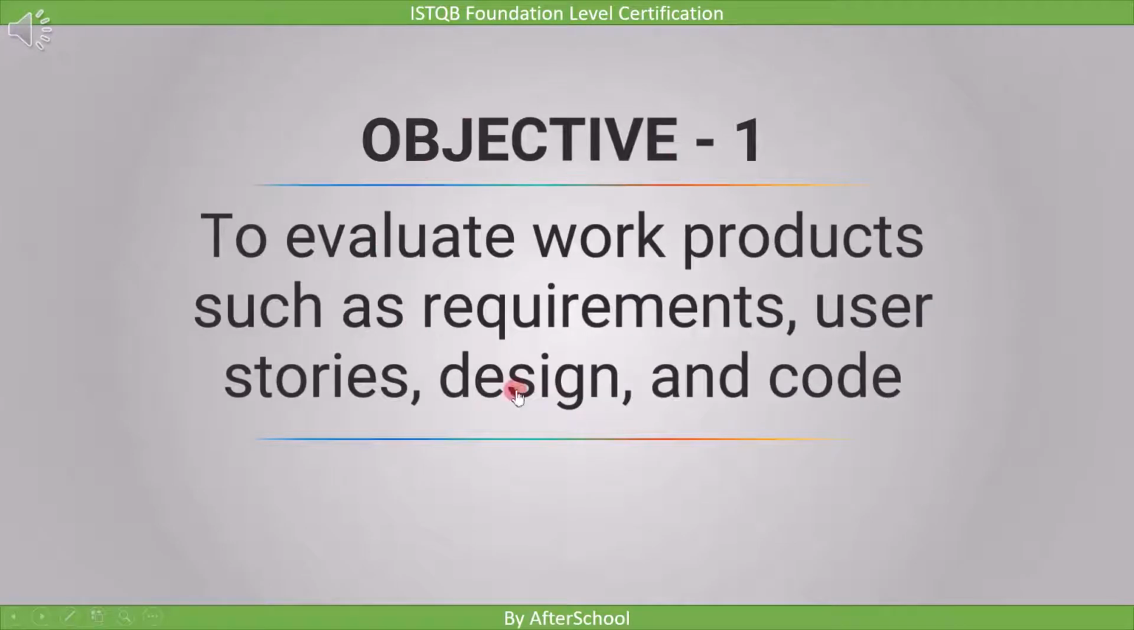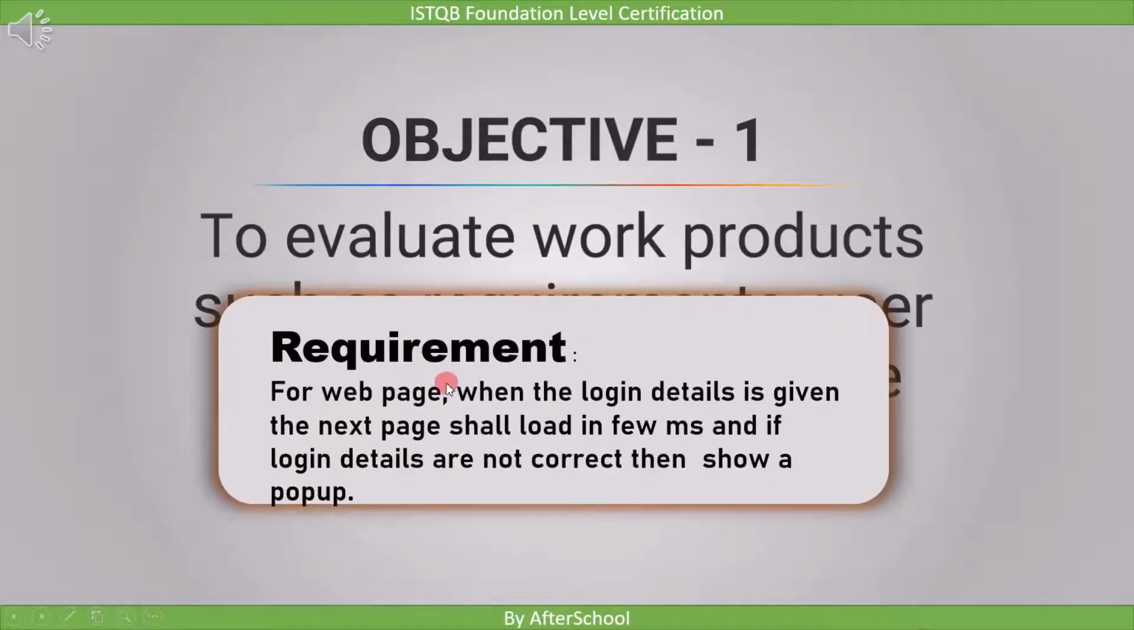This is the first objective: to evaluate work products such as requirements, user stories, design, and code. We already know work product means output, and output of the requirement stage is requirement document, where all the requirements are mentioned. Now, as per the first objective, we have to evaluate this work product. Let's see an example to understand this.